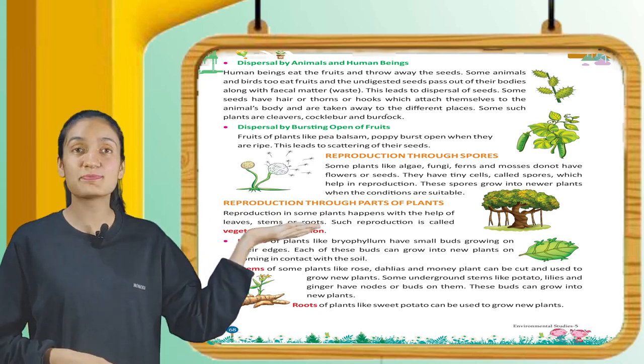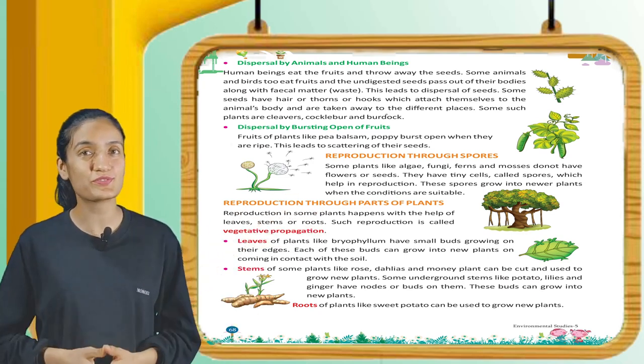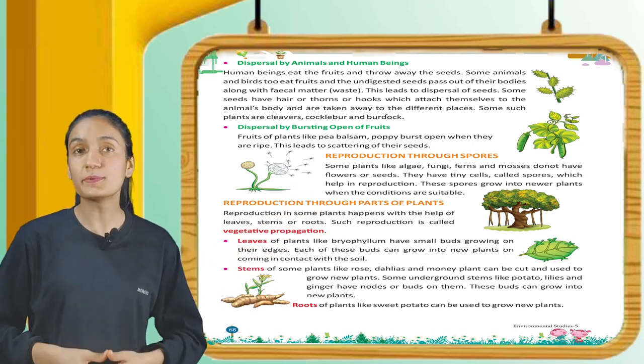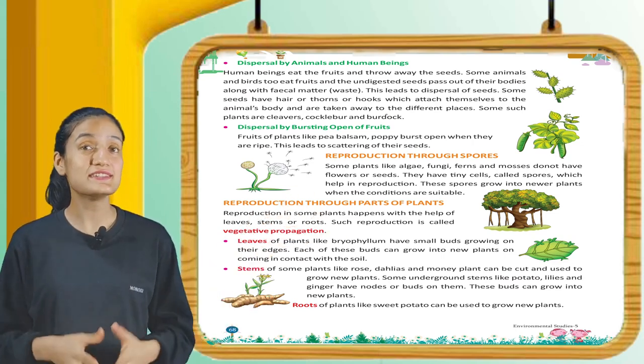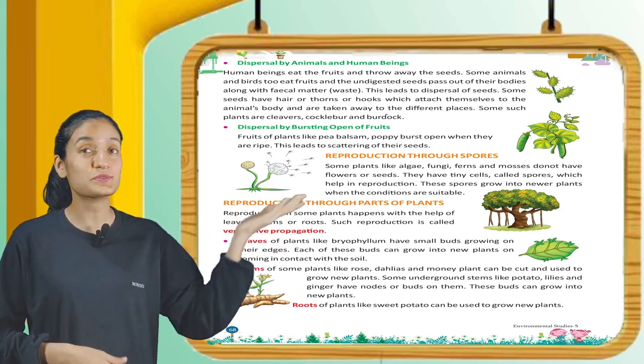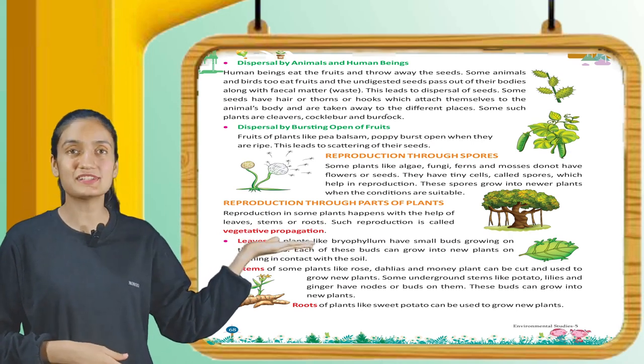Now, let's see the dispersal by bursting open of fruits. Fruits of plants like pea, balsam, poppy burst open when they are ripe. This leads to scattering of their seeds. Here you can see in the pictures.